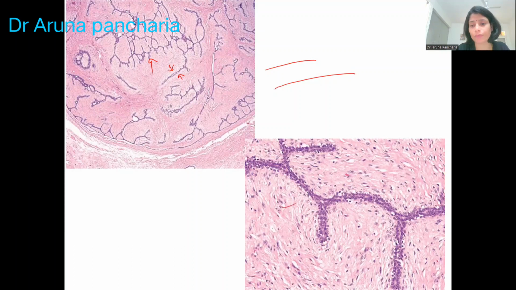Here this is a high power view. You can see the stroma is compressing the duct in such a way that it becomes slit-like. So this looks like an eye shape. So you can remember it by the word eye. So eye means intracanalicular pattern.